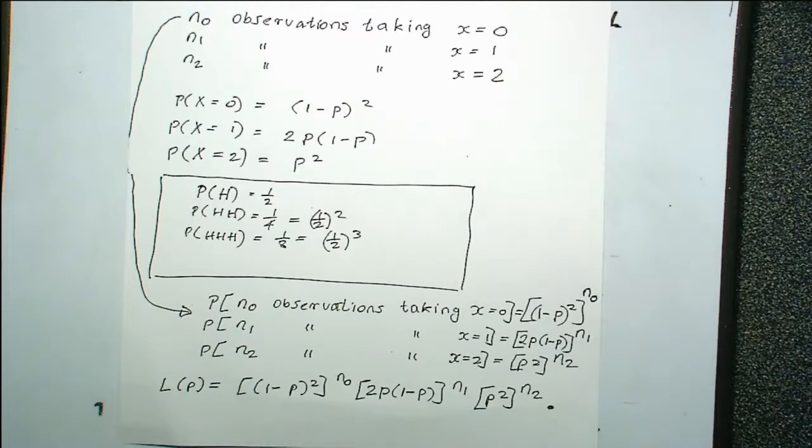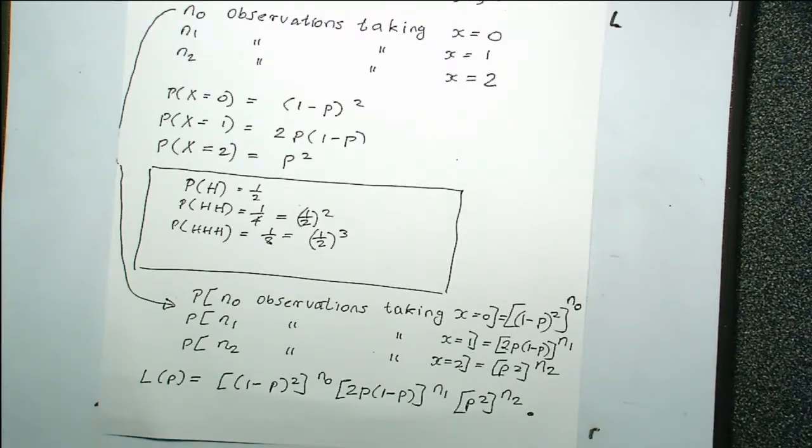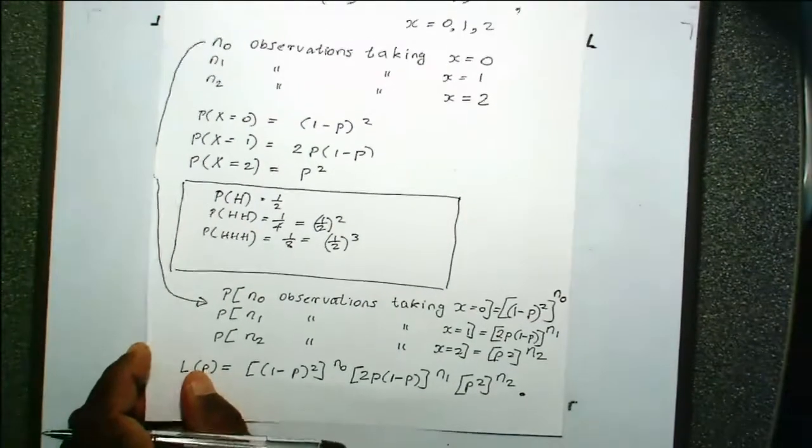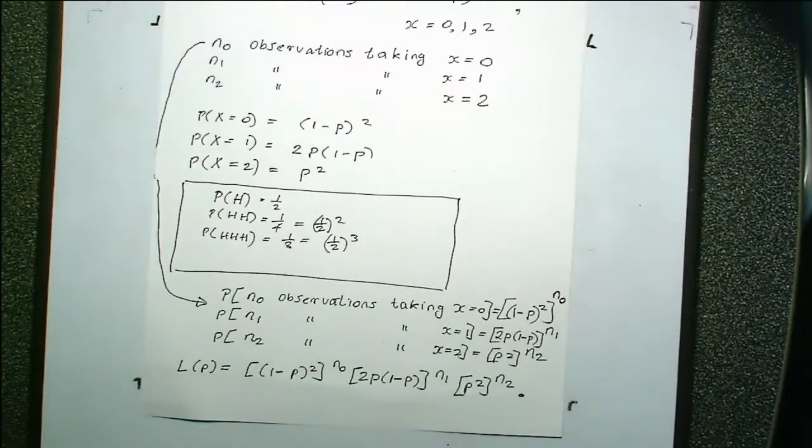And once you know the likelihood function, you know how to find the MLE. It's pretty straightforward. I don't need to tell you, because I did many examples on trying to derive the MLE given the likelihood. Okay, guys, are there any questions on this? Yes?